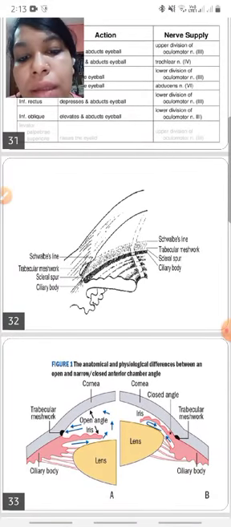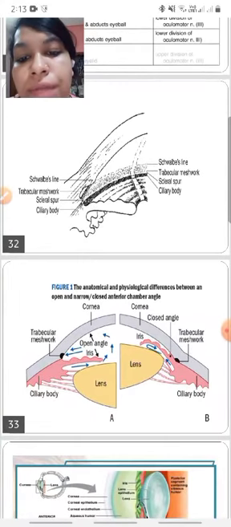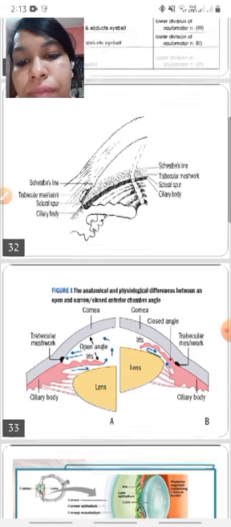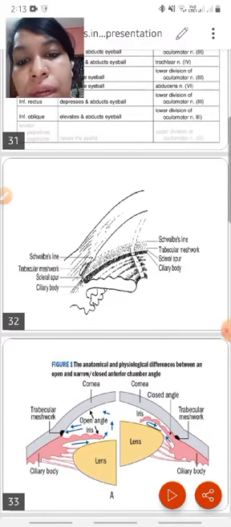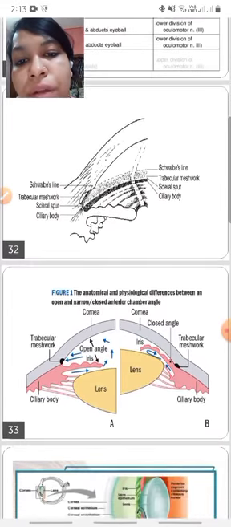Next is the angle of the anterior chamber. So the angle of the anterior chamber is a space which is bounded anteriorly by the posterior surface of the cornea and posteriorly by the anterior surface of the iris. So it's an angular structure, and it is very important because it is involved in the drainage of the aqueous. So these are the structures from outside in which form the angle of the anterior chamber. First is the Schwalbe's line, next is the trabecular meshwork, then comes the scleral spur, and finally the ciliary body.